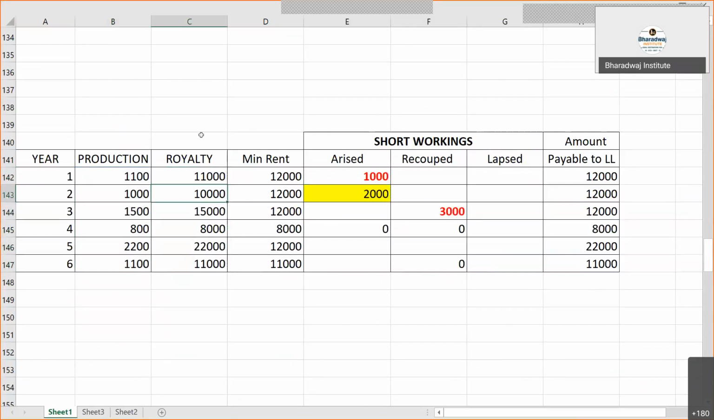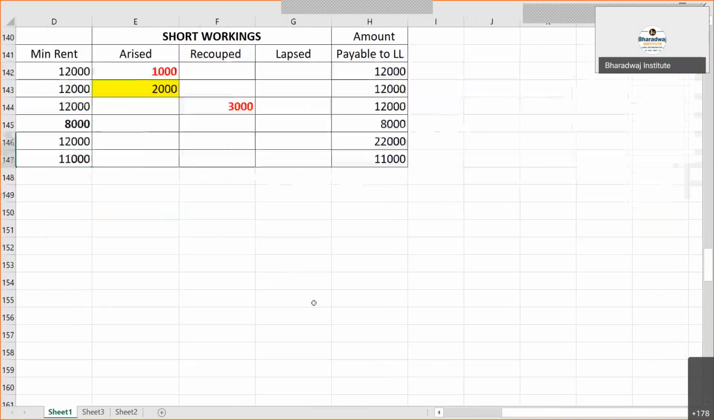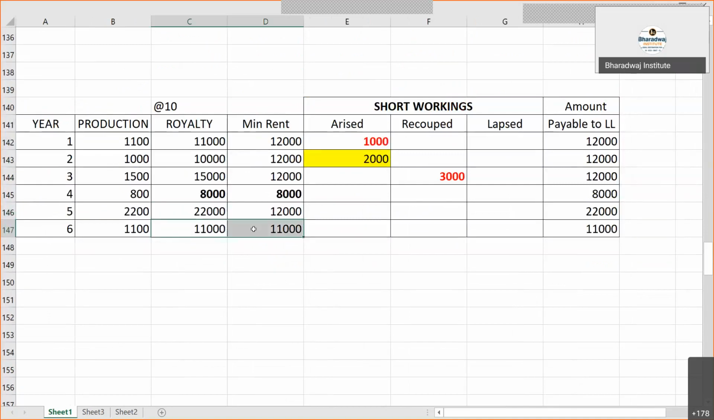Royalties at the rate of 10. So this is the royalty. Minimum rent is 12,000, 12,000, 12,000. When there is a strike, that royalty is treated as a minimum rent. So first year 1,000 is raised, second year 2,000 is raised. Third year itself, we have got a surplus of 3,000. Recover it. You can recover the whole amount. Fourth year, you pay 8,000. Fifth and sixth year, you pay the royalty, because in the sixth year there's a strike. Royalty will be taken as a minimum rent.